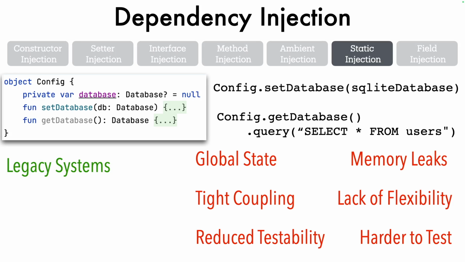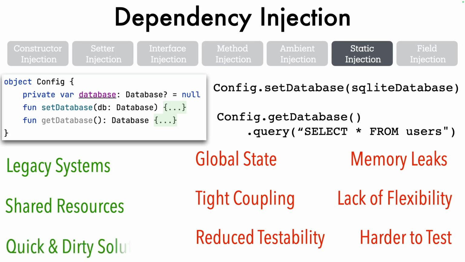Or think of a situation where there are shared resources. For classes that manage shared resources like logging utilities or configuration managers, a single instance is required throughout the application. And in that case, using a static dependency injection really makes sense. And in cases where you need a very quick and dirty solution as a temporary measure where simplicity and speed is prioritized over maintainability. But otherwise, I would not recommend this static injection in your code.